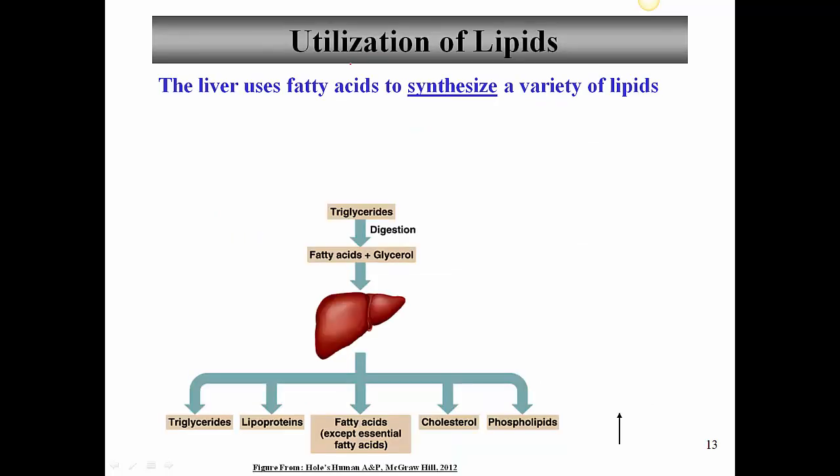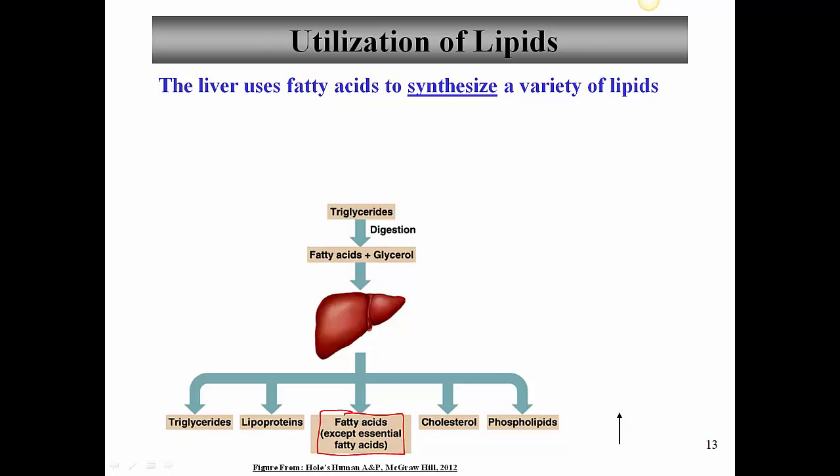Finally, let's talk a little bit about the utilization of lipids. The liver uses fatty acids to synthesize a whole variety of lipids, as you see on the bottom. So the liver can manufacture triglycerides that will be stored in adipose, lipoproteins, as we just saw, that can transport different fats around the body. Fatty acids, except the essential ones that we're going to mention in a second.